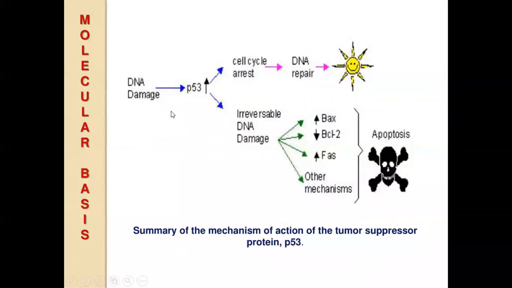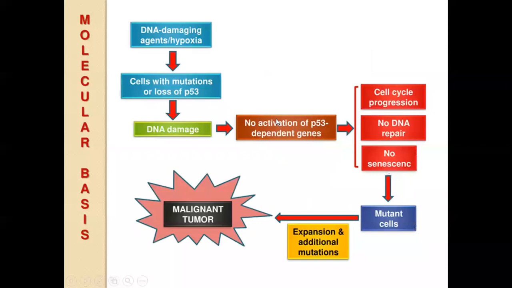What happens, as in another diagram? With DNA damage, P53 causes cell cycle arrest, the DNA repair occurs, and the cell proliferates again normally. But if there is irreversible DNA damage, there is increased BAX, decreased BCL2, increased FAS, and other mechanisms lead to apoptosis. This is the summary of the mechanism of action of tumor suppressor genes.